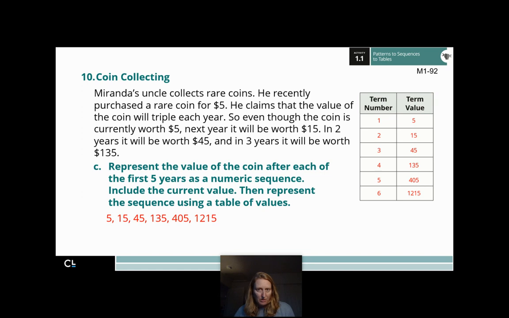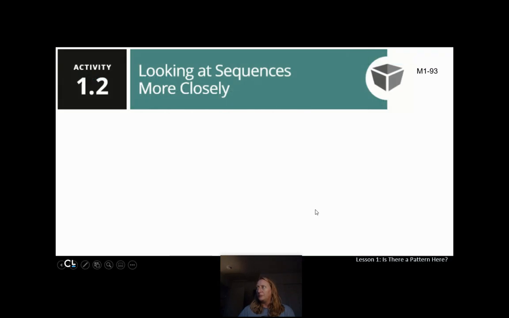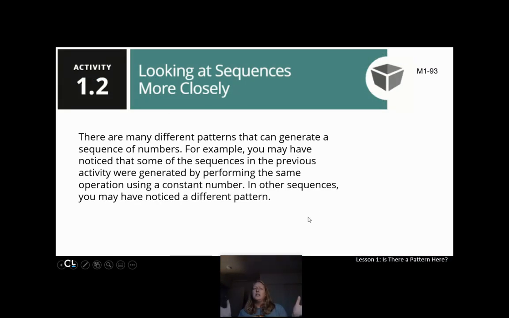Let's go to 1.2. We need all this stuff from 1.1. We're going to start looking at all this stuff that you just did on 1.1, and we're going to use it to help us do 1.2. There are many different patterns that can generate a sequence of numbers. For example, you may have noticed that some of the sequences in the previous activity were generated by performing the same operation using a constant number. In other sequences, you may have noticed a different pattern.